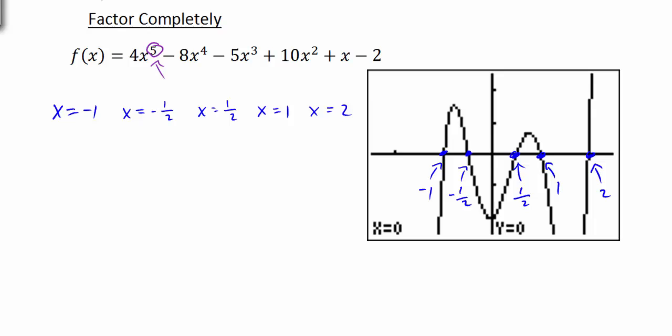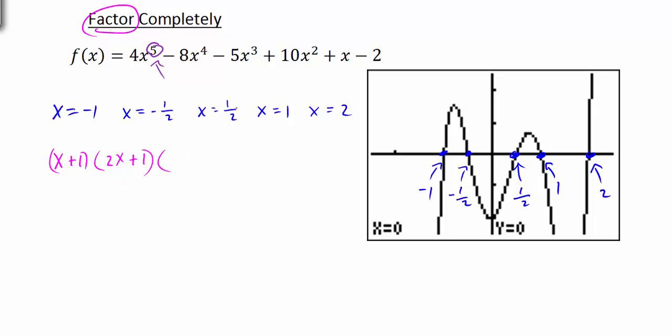Now keep in mind, we're wanting to factor, so that means that if x equals -1 is a 0, then that means x plus 1 is a factor. And then here, for x equals -1/2, we're going to multiply the 2 over, so that's 2x. And if that's 2x equals a -1, we need to add the 1. So that becomes 2x plus 1.